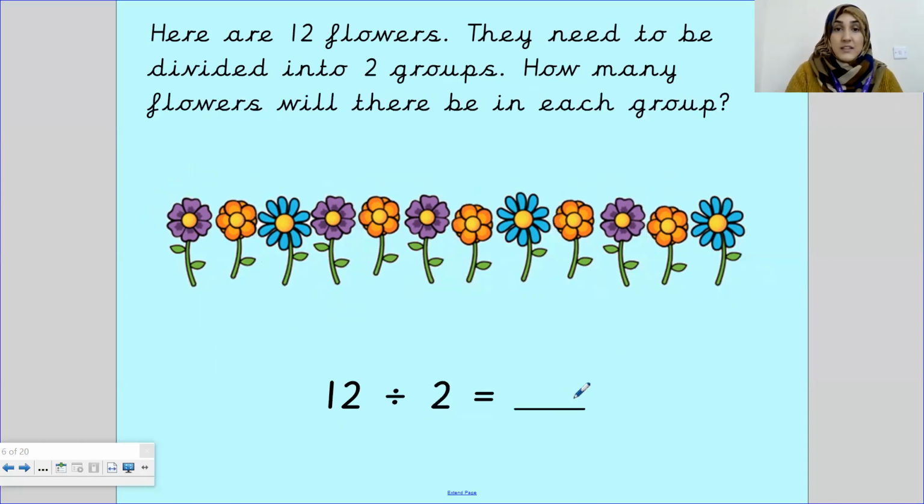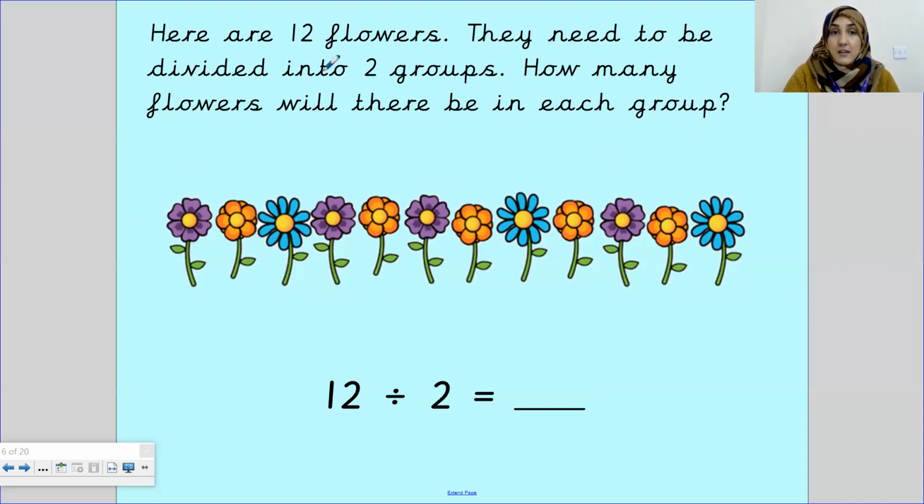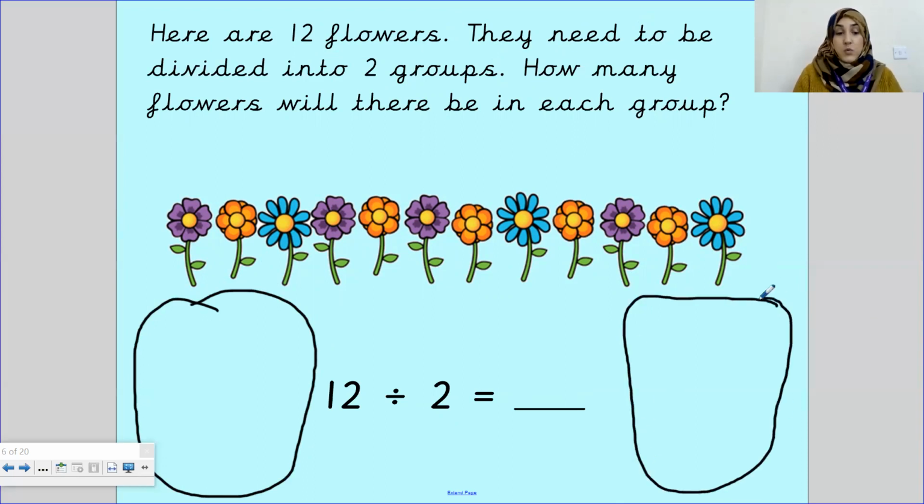Now, this next question, it says here are 12 flowers. They need to be divided into two groups. So remember, this one tells me how many flowers need to be in each group. It says it in the question. It's telling me I need to group them into groups of two. But in the next question, it's saying they need to be divided into two groups. So I'm going to draw one group here. And I'm going to draw another group here. And now I'm going to equally share each flower into each group.